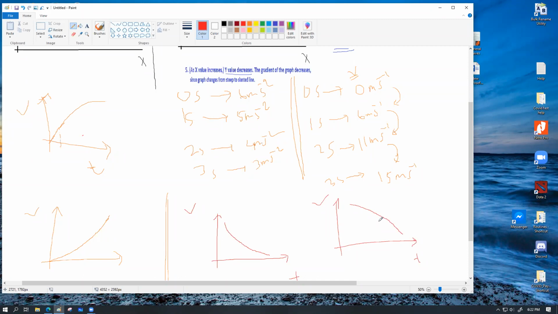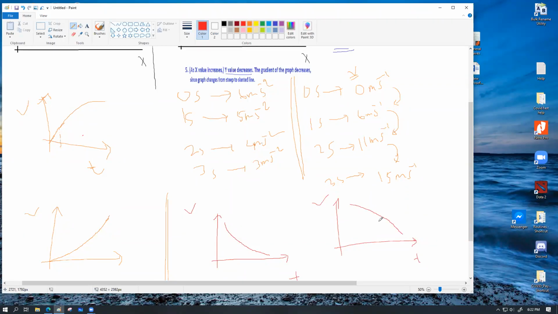Or you can say the object is having deceleration and the deceleration is increasing. So as more seconds pass by, it is slowing down more and more rapidly. So the deceleration is becoming much stronger. That's the idea. So these are the 6 different ways to describe 6 different variations of curves.